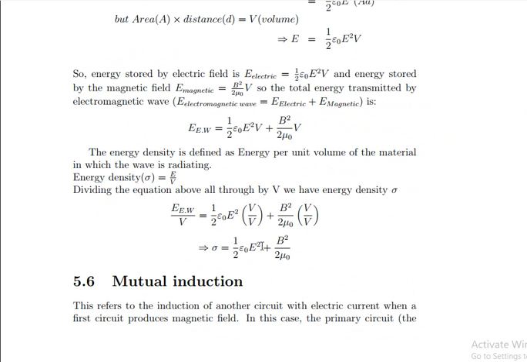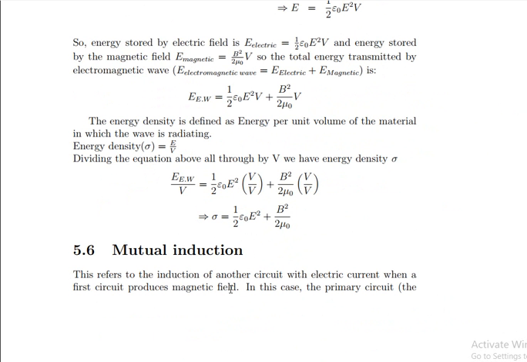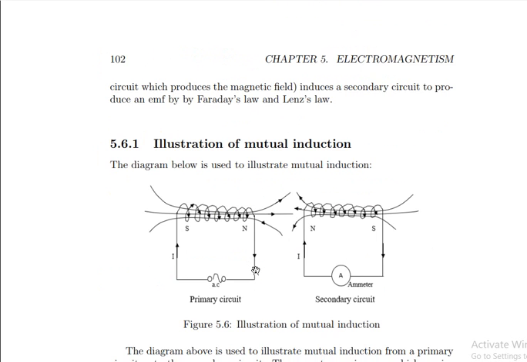So we can now go to the next section, which is mutual induction. Mutual induction refers to the induction of another circuit, the ability of one material to induce another material with an EMF once the latter material cuts through the magnetic field lines produced by the former. So this is what mutual induction is.